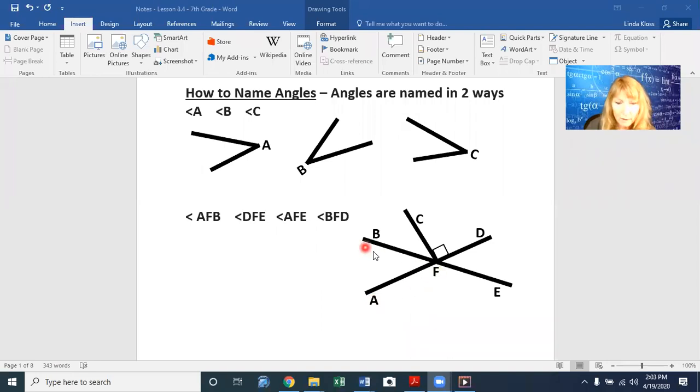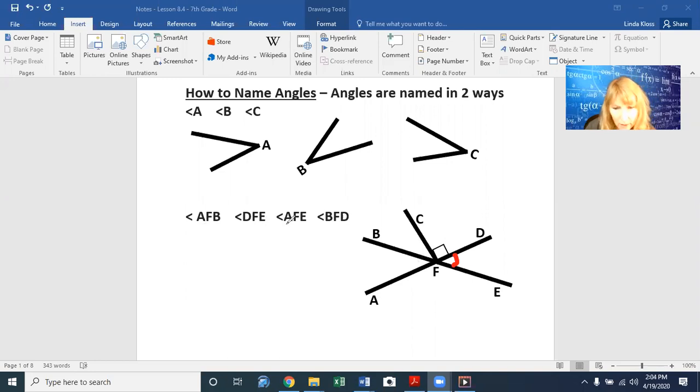The vertex is always the center letter. So F is my vertex of angle AFB. Then you have angle DFE. What angle is DFE? Well, that's this angle right here, right? Can't call it angle F because you don't know which one you're talking about. You could be talking about this one, that one, that one, or that one. You have to use three letters to name it.